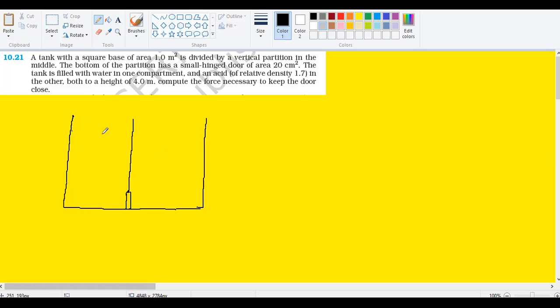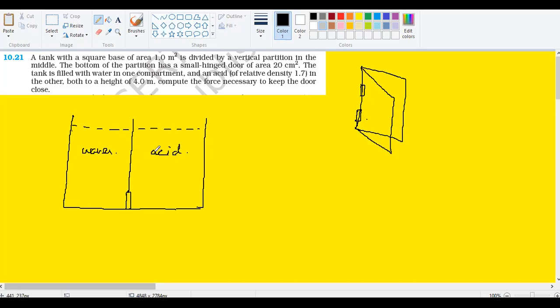All the doors in your home are hinged, right? So that is what we mean by hinged, because it is going to turn around one of the corners. So suppose I turn it like this, this is your hinge, right? So they said on one side you have 4 meters of water, another side you have 4 meters of acid. So let's say this is water and this is acid. This is 4 meters. Of course, both are 4 meters.